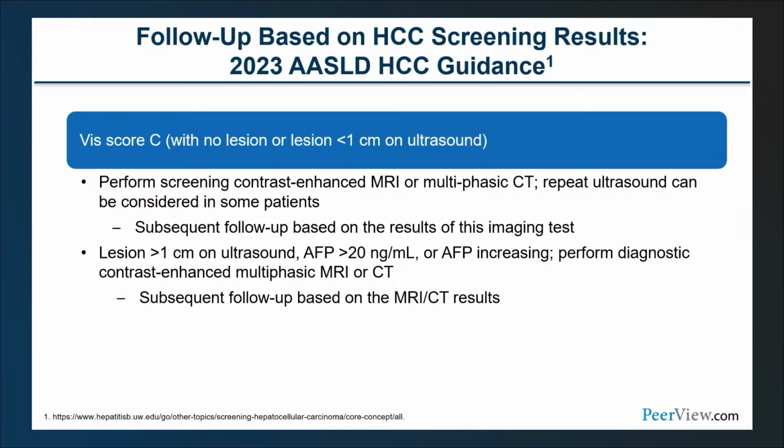It can be a bit challenging sometimes with insurance companies, but if the ultrasound report really is well documented, they're just anatomic features, we usually can get these approved. And again, if you identify a lesion above 1 centimeter, the AFP is above 20 nanograms, or is increasing, you need a multi-phase imaging study to make sure that there isn't a subsequent malignancy that is present.